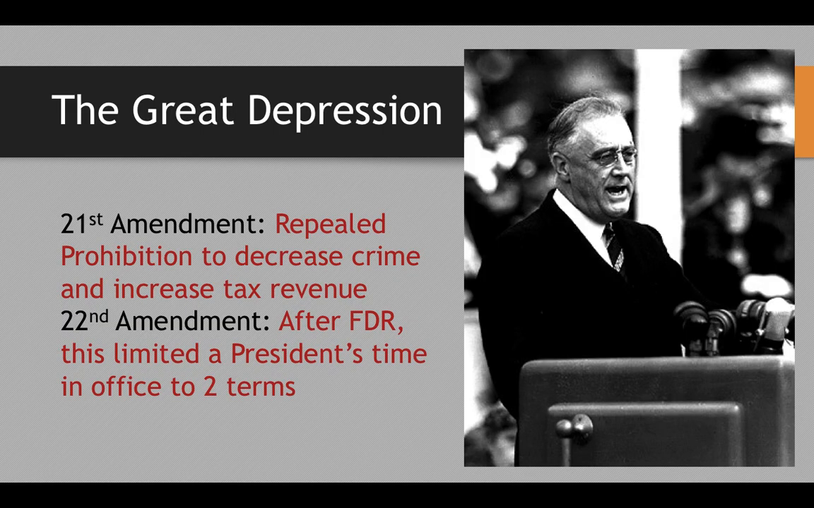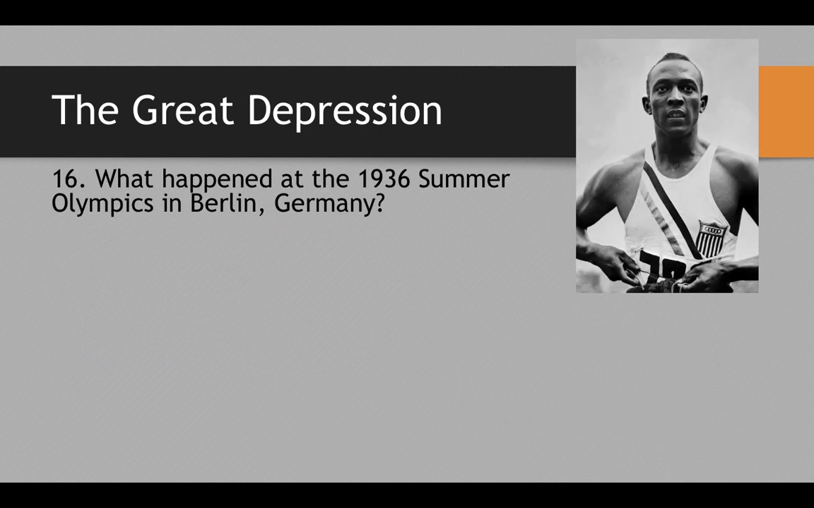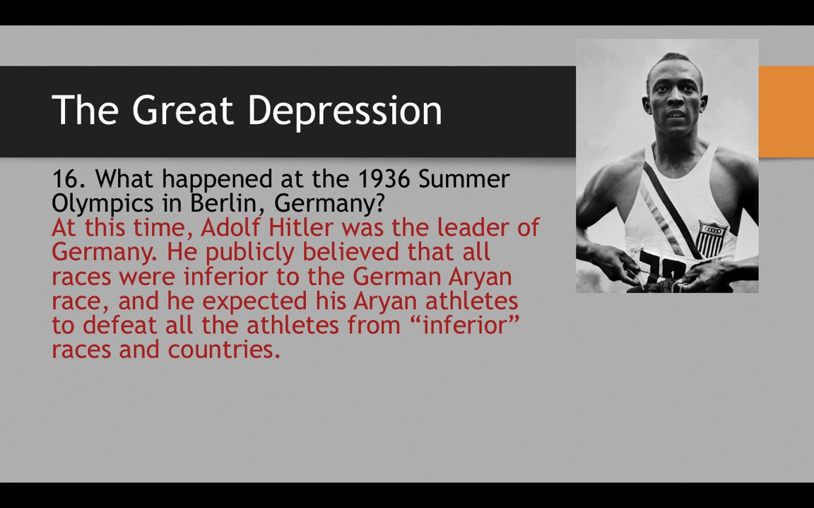All right, so that's why in 2016 there was no talk about President Obama serving a third term, even though he might have been able to win a third term, because it's not even an option. You're only allowed to serve 2 terms nowadays. So what happened at the 1936 Summer Olympics in Berlin, Germany? This is one of the biggest events of the 1930s in world history. This is called Hitler's Olympics.